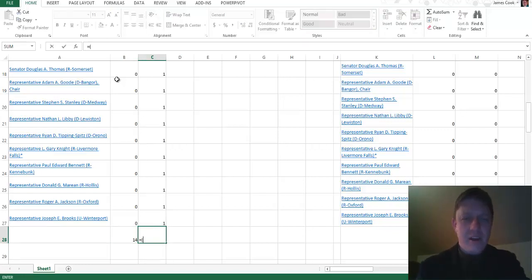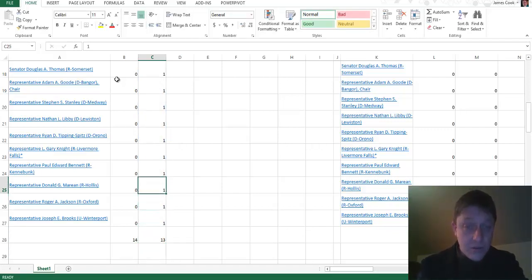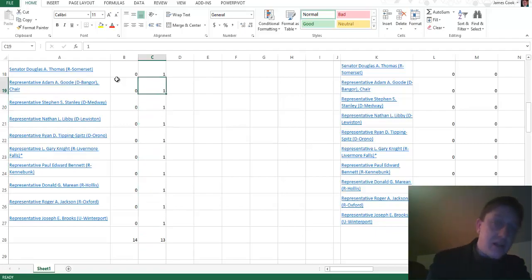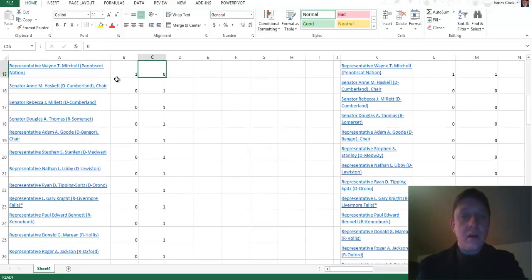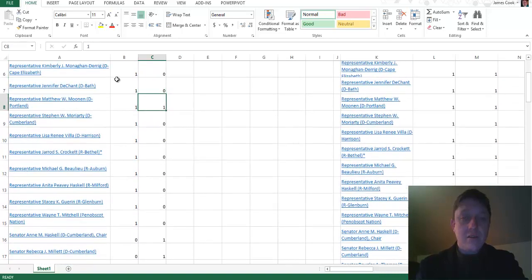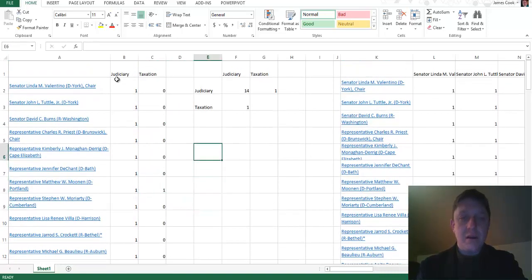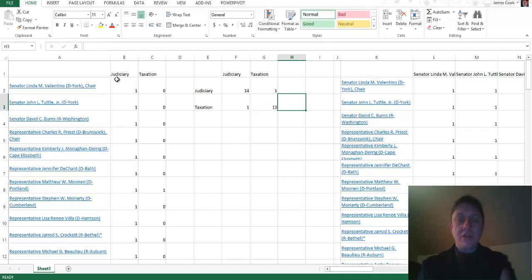We could do the same for C. How many ones are there? If we add up all these, the zeros won't count. What is the sum from C2 to C27? 13. We could verify that by doing a personal count. 1, 2, 3, 4, 5, 6, 7, 8, 9, 10, 11, 12, and 13, Matt Moonen. Okay, the 13 goes here. 13 people who are members of Taxation, who are also members of Taxation.